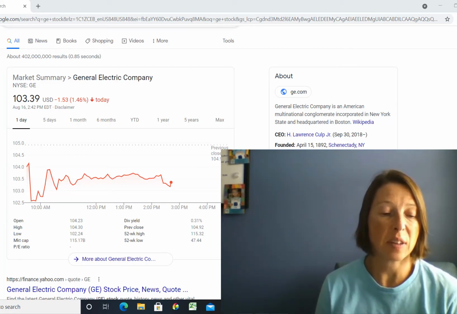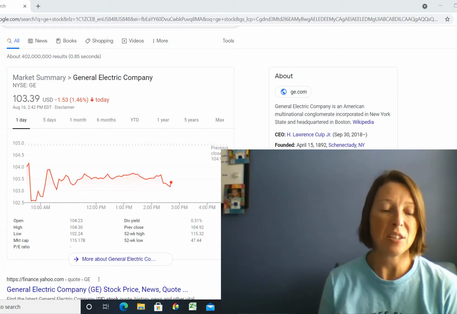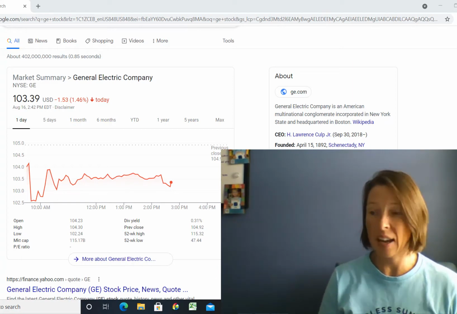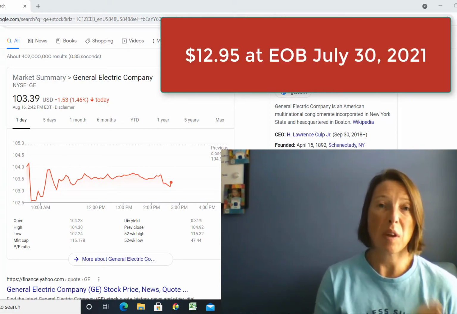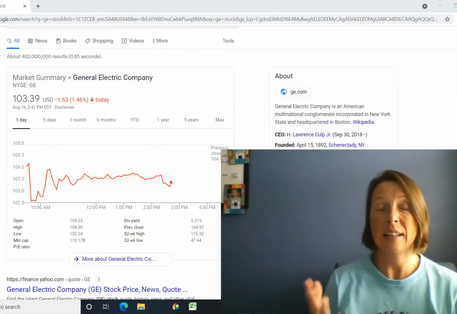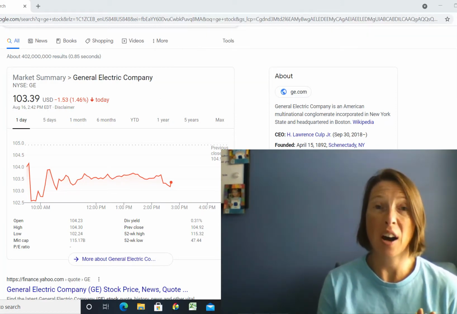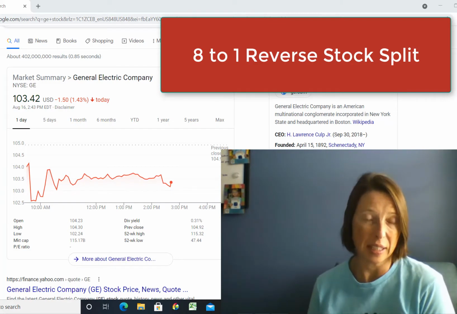So as of the end of July, the GE stock was trading for $12.95 on that last Friday in July. Over the weekend, they didn't decide. They did it months ago. But effective August 2nd, the GE stock went through an 8-to-1 reverse stock split.